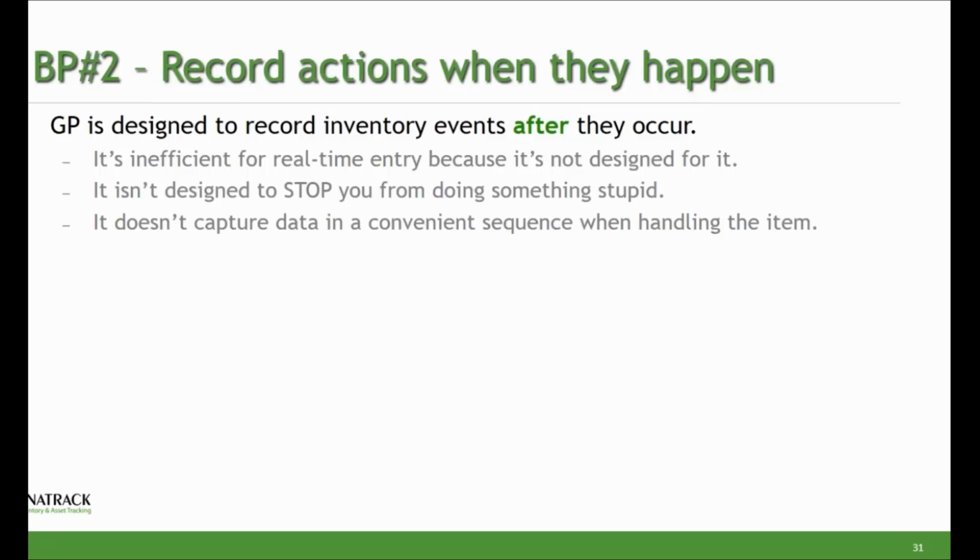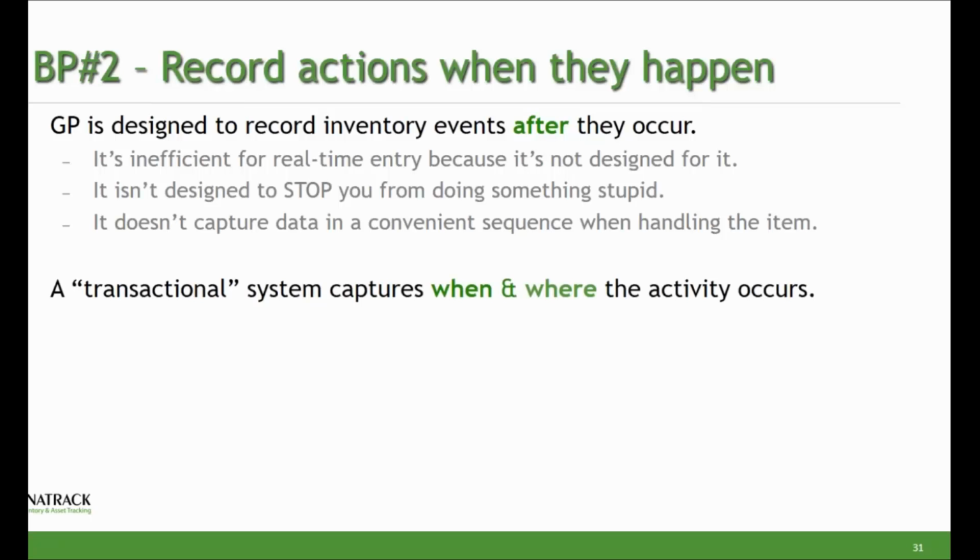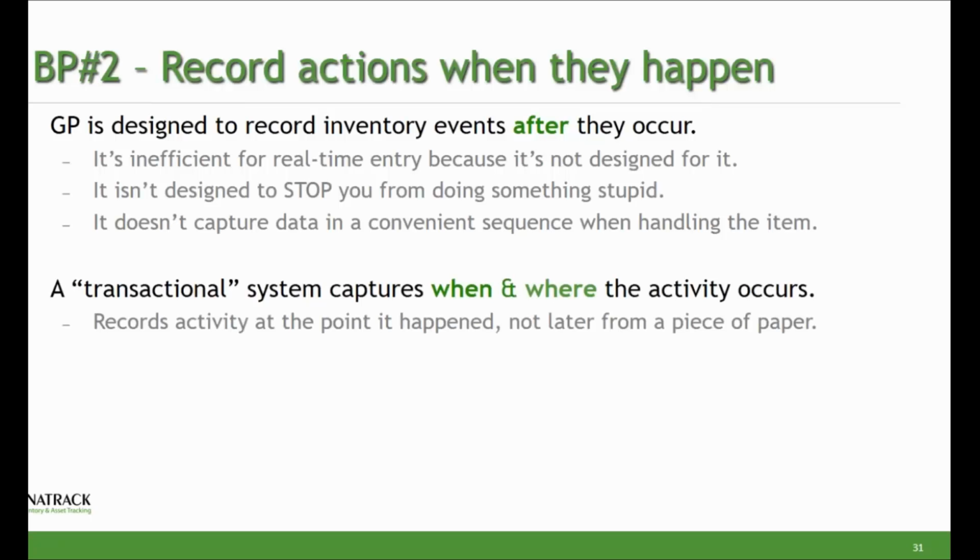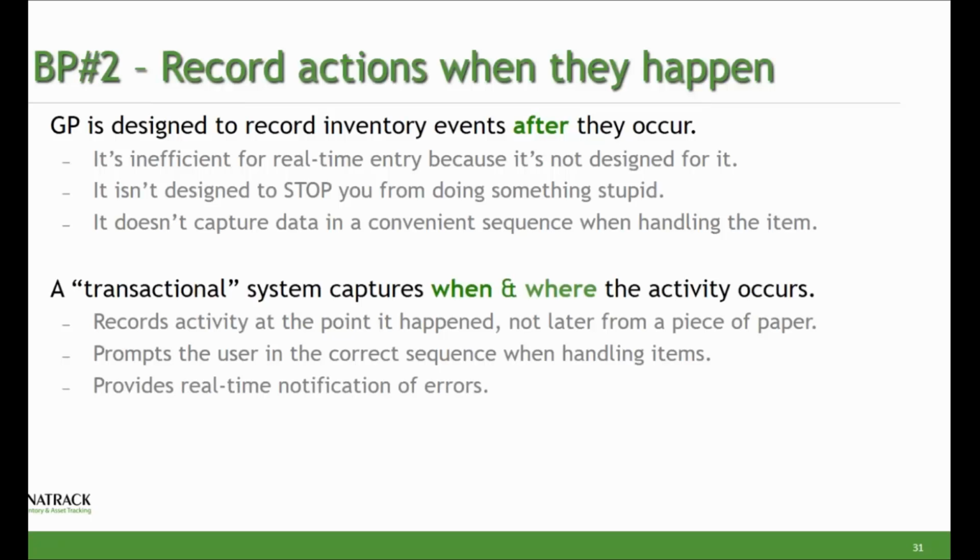So instead of a batch system, a transactional system captures the when and the where the activity occurs. It records the activity at the point it happened and not later from a piece of paper that got forwarded into the office. It prompts the user in the correct sequence when handling the items. It provides a real-time notification that you're about to do something stupid, and it's usually way easier to learn.